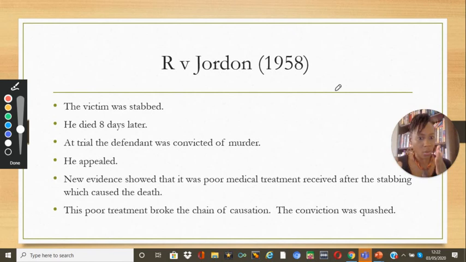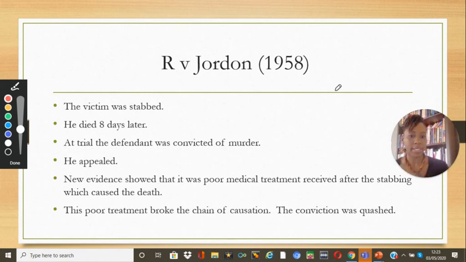After I stabbed this person, the victim, I know he died 8 days later, so I know it appears that there is causation here, that my action caused death. But let us look at what happened in between my action and his death. He received poor medical treatment. In fact, the medical professionals shouldn't have given him that treatment. It was extremely poor because he was known to be allergic to the medicine they gave him. So why am I guilty?